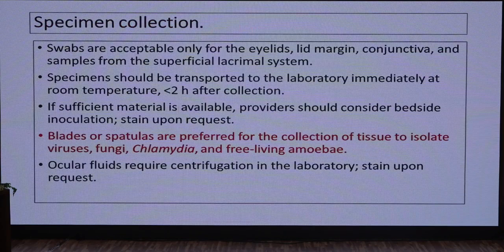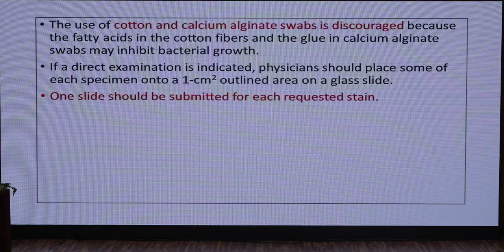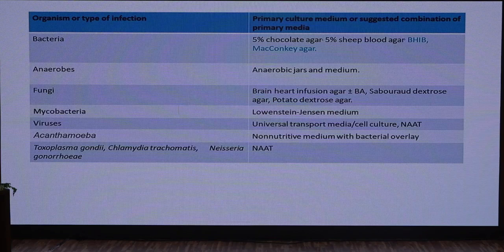Swabs are acceptable only for eyelids, lid margin, conjunctiva and superficial lacrimal system. They should be transported to the laboratory within 2 hours, and they should not be dry. Blades and spatulas are preferred for collection of tissue to isolate virus, fungi, chlamydia and free-living amoebae. Cotton and calcium alginate swabs should be discouraged, and one slide, this is very important, should be submitted for each requested stain. Now, these are the organisms and their primary culture, which we do in our lab.